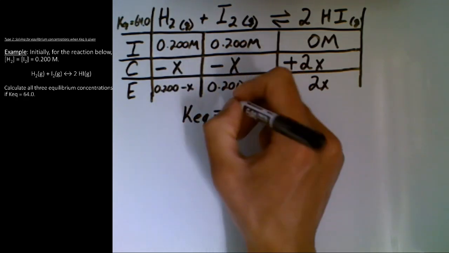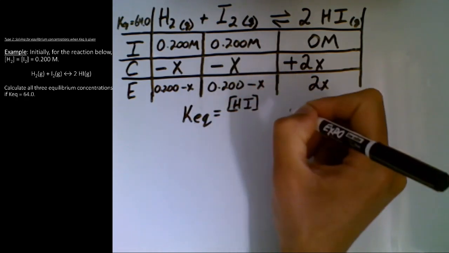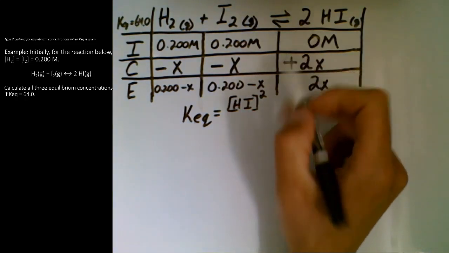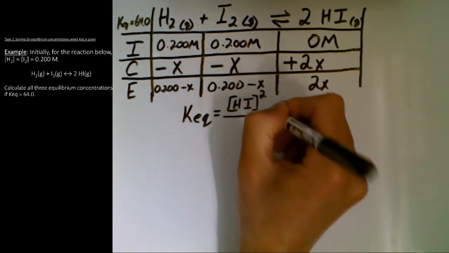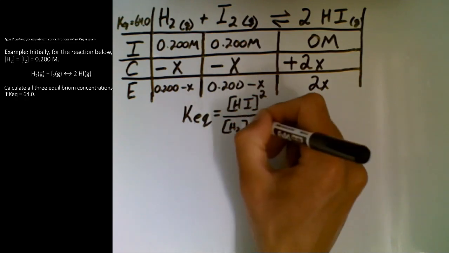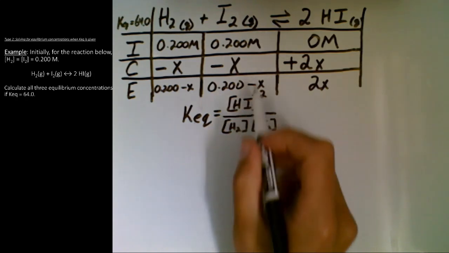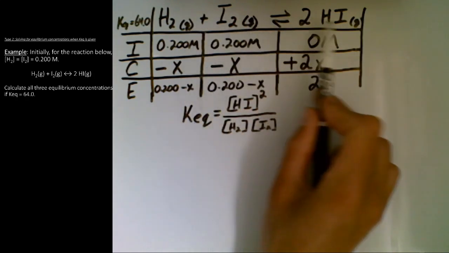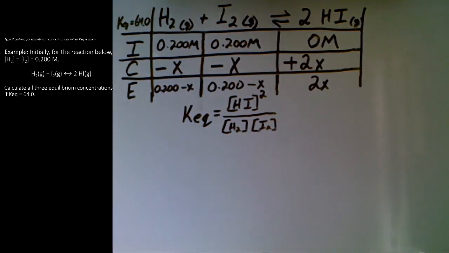And remember, Keq is the concentration of products, in this case HI, raised to the power of their coefficients. So HI has a coefficient of 2, so we need to square the concentration of HI. That's going to be divided by the concentration of reactants, so H2 multiplied by I2. Please keep in mind here too, this is dependent on the states. So solids and liquids don't go in Keq, but aqueous and gases do.